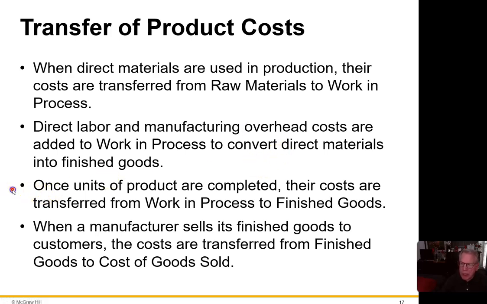And number three here, once units of product are completed, their costs are transferred from work in process to finished goods. And when a manufacturer eventually sells its finished goods to customers, those costs are transferred from finished goods to cost of goods sold.